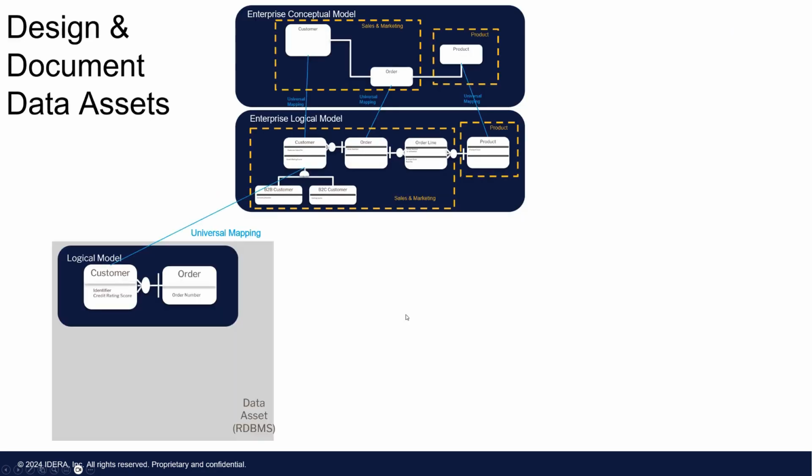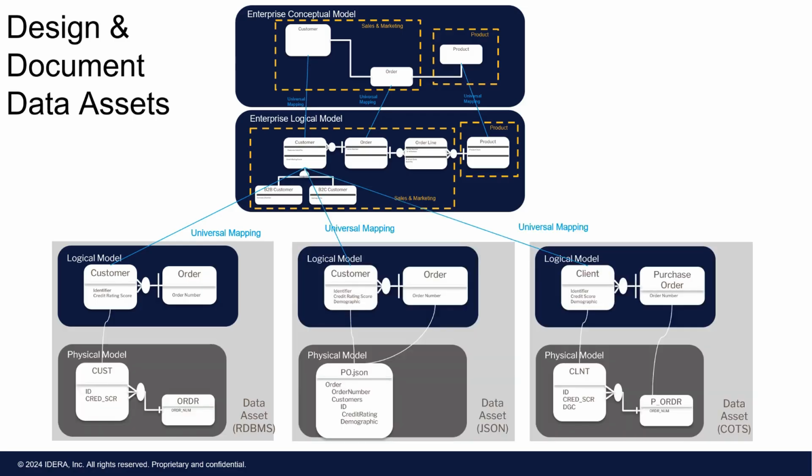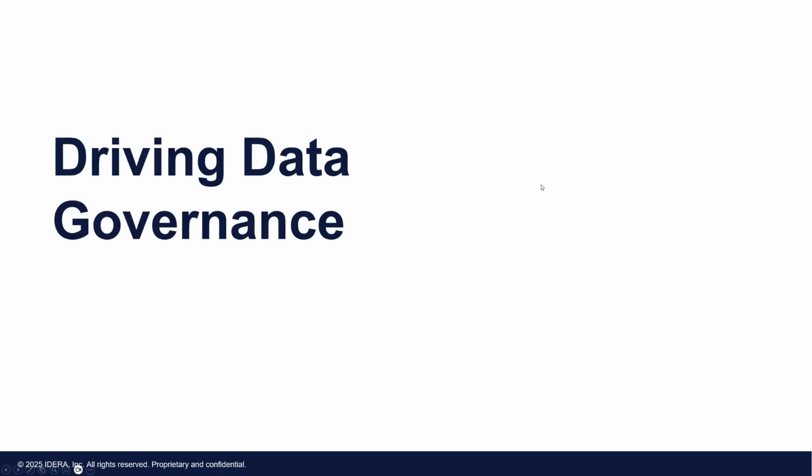As we're designing data assets, we can pull fragments of that model and drive our first cut logical models. So we've got standardization. We can also document existing assets and attach them to that model. So here we've got a COTS package where we use the notion of client, where our standard entity uses the term customer.